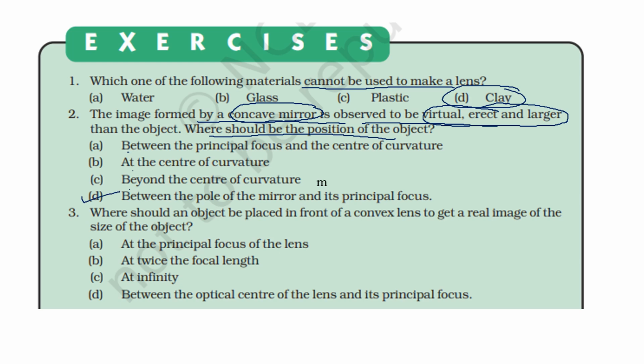Where should an object be placed in front of a convex lens to get a real image of the size of the object? At the principal axis, at twice the focal length, at infinity, between the optical center of the lens. So this we have not studied till now, so we will not discuss it because this is about lens. We'll discuss it later.